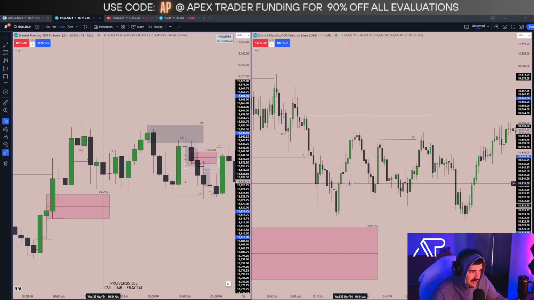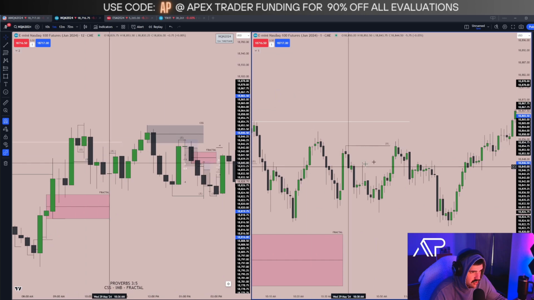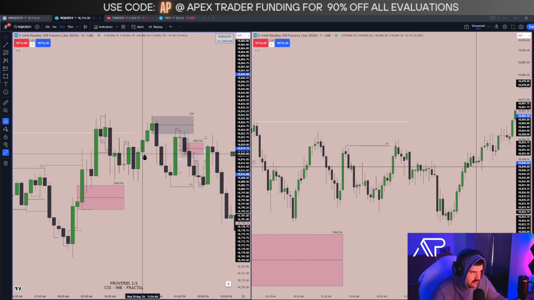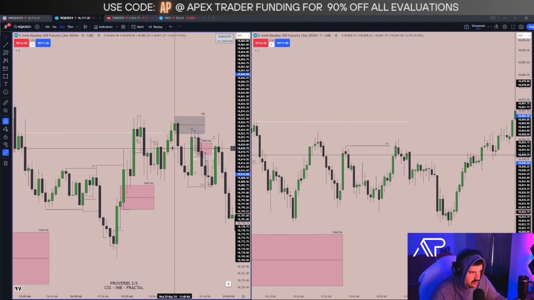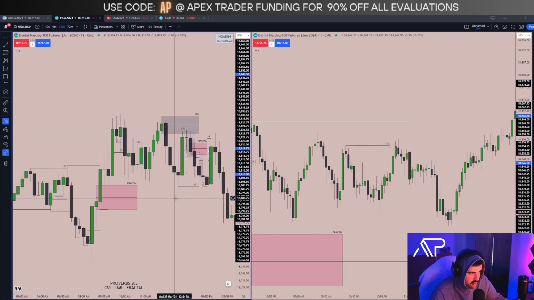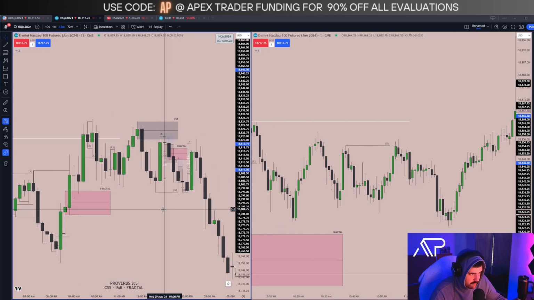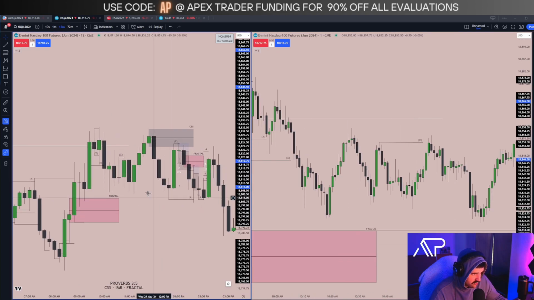But in terms of, I think the cleanest setup would be this right here, this short, because this 12-minute CSS right up here. Understanding that usually after these structural breaks, we're either going to get some form of accumulation or at least some mitigation back into this area, right? So what we see price do is price does refer back up to this. And I want to make this clear.